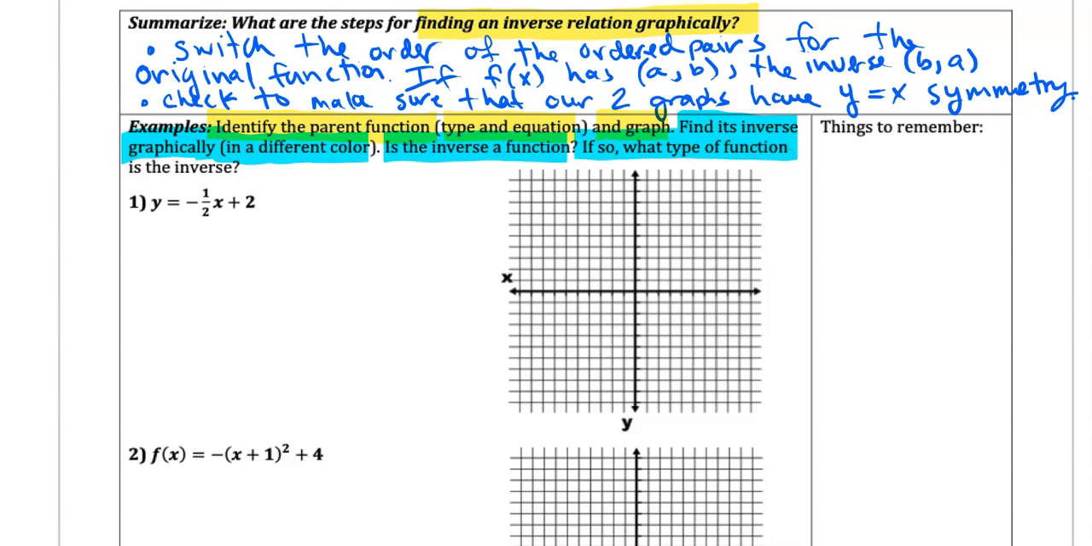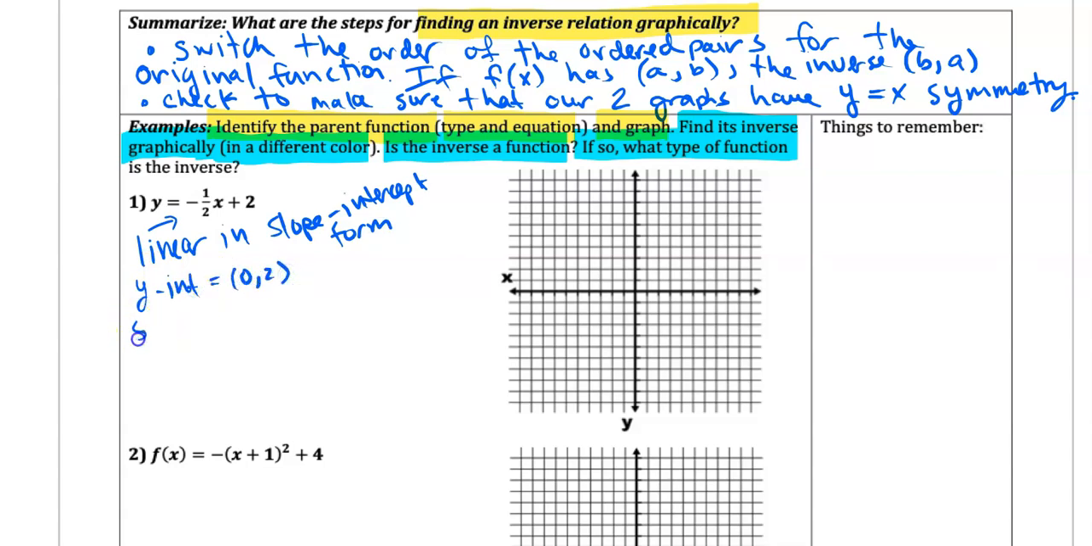So for this first example, this equation is a linear equation, and it's in slope-intercept form. So it has a y-intercept of 2 and a slope of -1/2. Because when you're in slope-intercept form, the number in front of x is your slope, and the number added is the y-intercept, the point where the line will cross the y-axis.